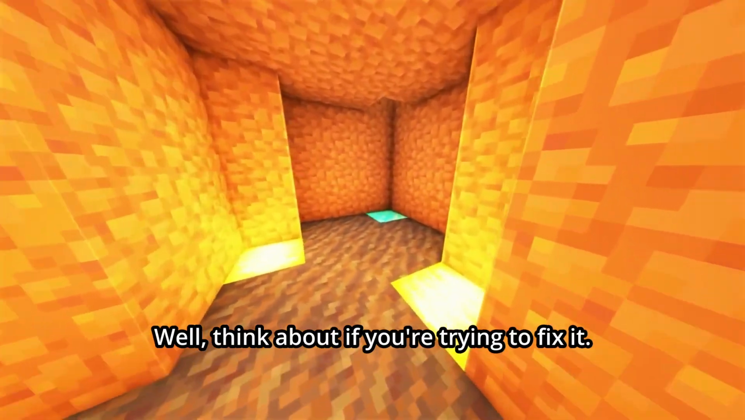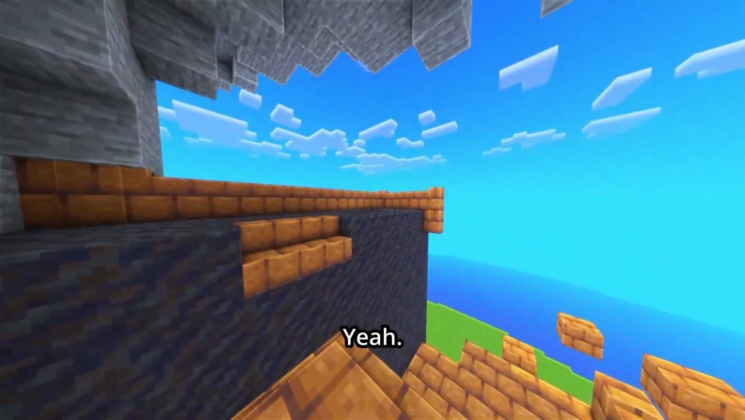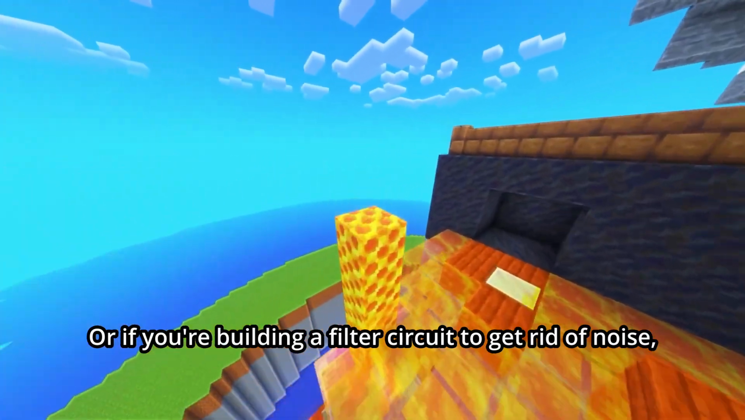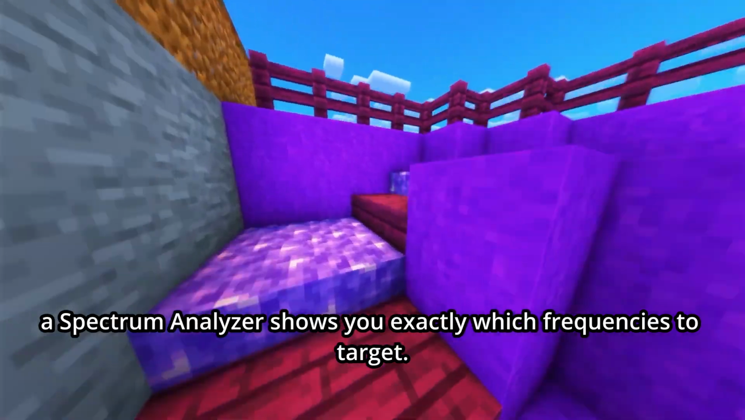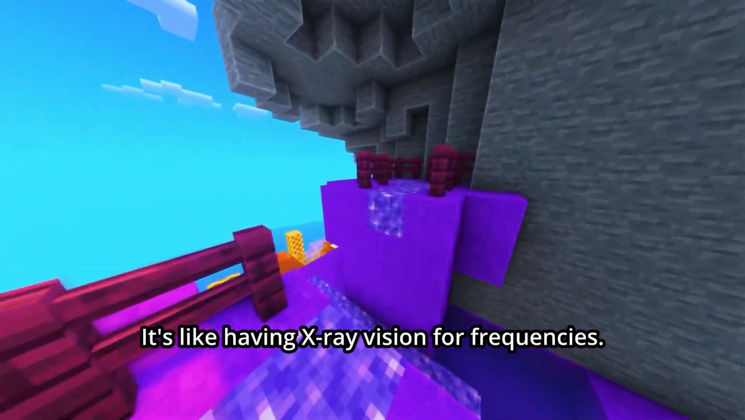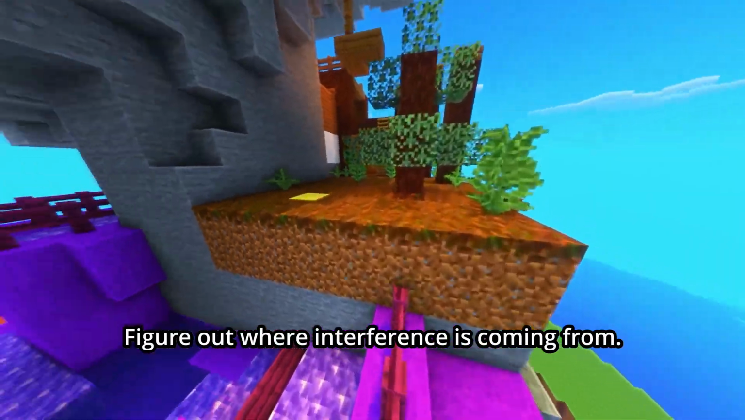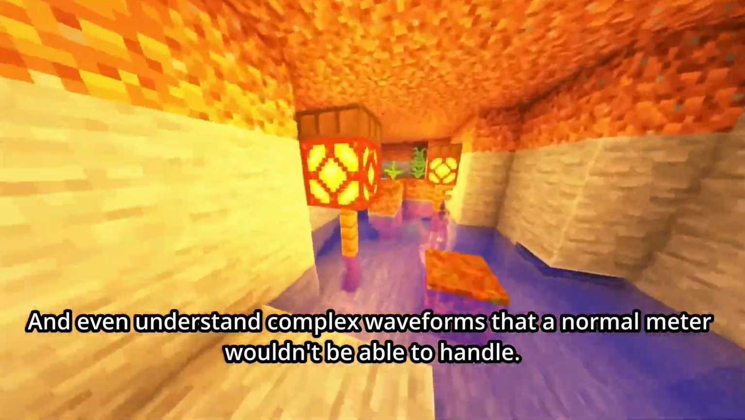Well, think about if you're trying to fix interference in a communication system. You need to know which frequencies are causing the trouble. Right. Or if you're building a filter circuit to get rid of noise, a spectrum analyzer shows you exactly which frequencies to target. It's like having X-ray vision for frequencies. You can see hidden signals, figure out where interference is coming from, and even understand complex waveforms that a normal meter wouldn't be able to handle.